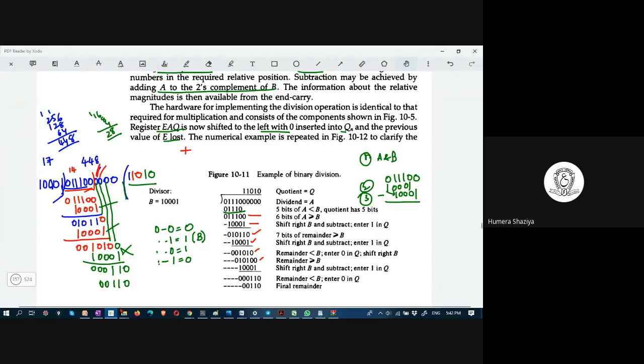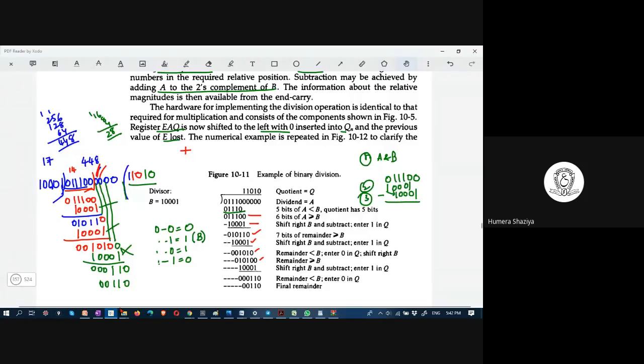Step number 2 is applicable only if A is smaller than B. If A is not smaller than B, there is no need to perform this taking of one more extra bit and shifting. That is not required.